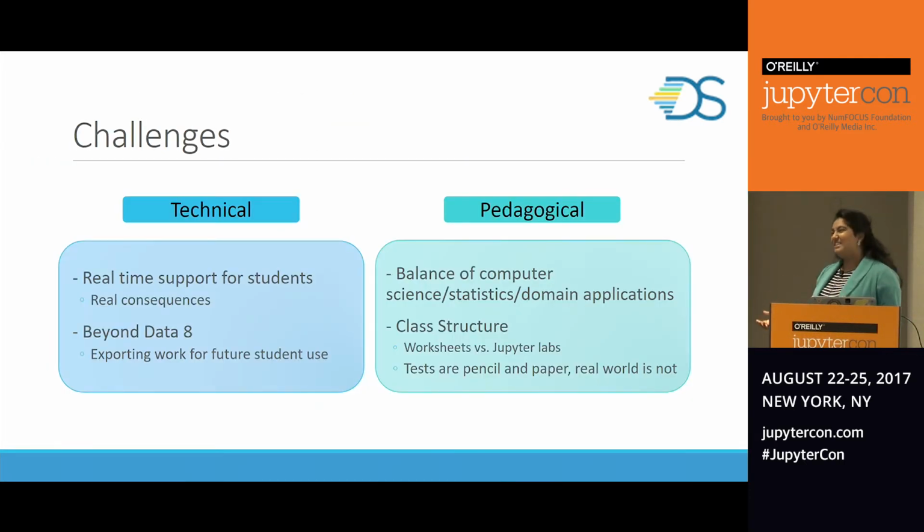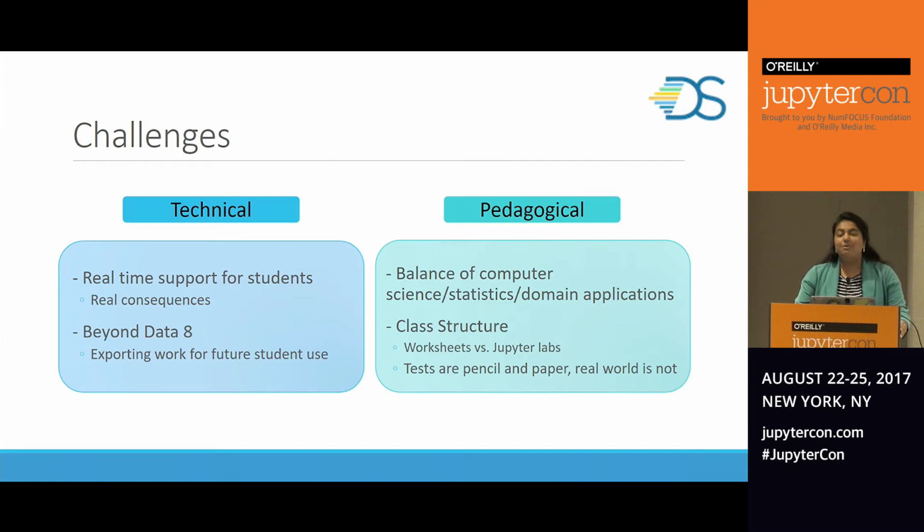And with this class, especially of this size, we face a lot of challenges. Some interesting problems that we've run into is, in terms of technical skill, how do we provide real-time support to students? Every minute that their server is down or something is broken, that's a minute that they don't have to work on their project for a deadline. And we know that because these are undergraduates, they're often working at 2 a.m. the night before something is due, and if something breaks, that's on us to fix it.